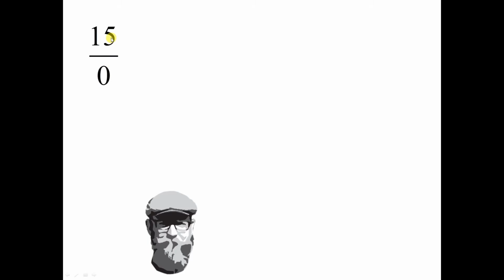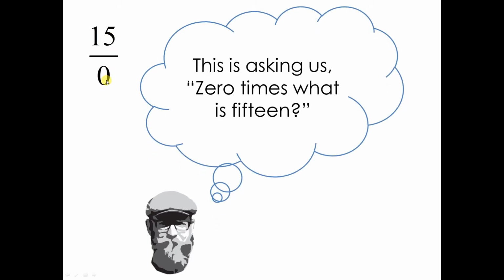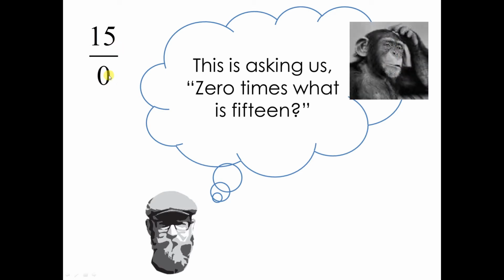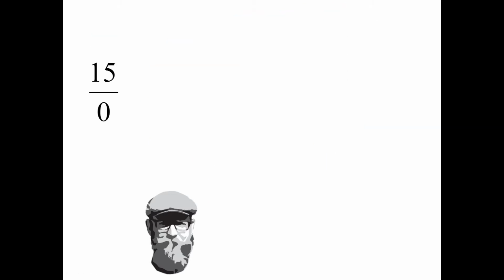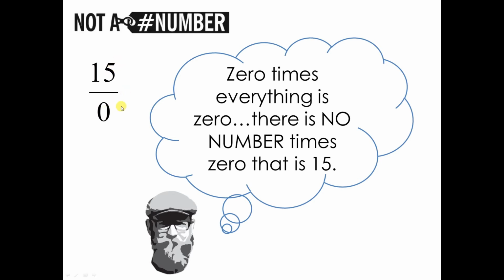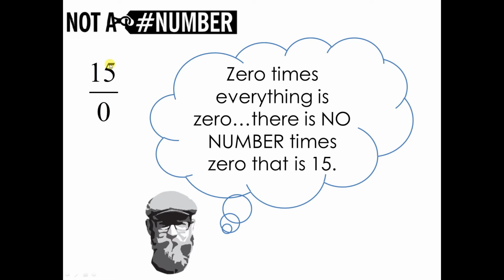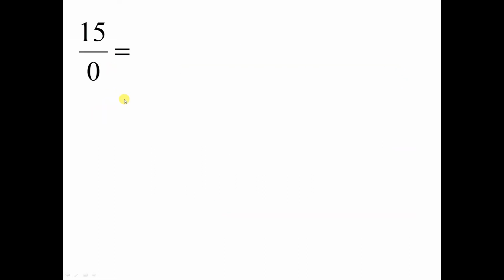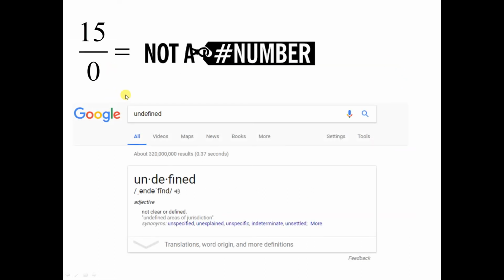Now this right here is undefined, and the reason it's undefined is because this is asking us 0 times what equals 15. Well, there is no number times 0 that equals 15 because 0 times everything equals 0. So there isn't a number. There is no number times 0 that equals 15. This is not a number. This expression right here does not equal a number. This is undefined. There is no number. There's not a defined number times 0 that will equal 15.